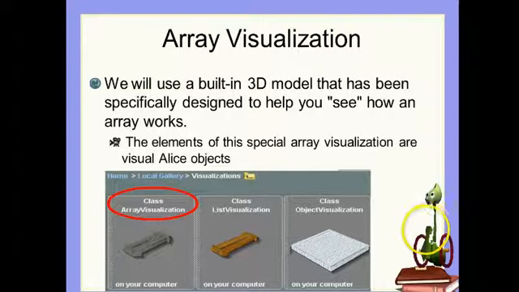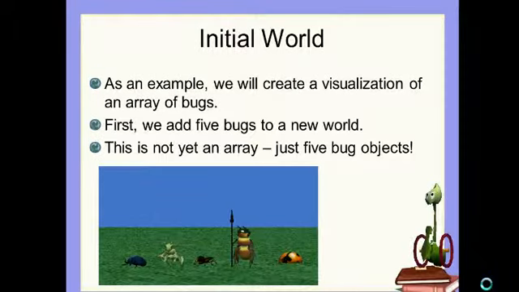But what Alice does is it helps you visualize it. And it does this with lists as well. We just haven't played with that very much. There's a class called visualizations, and specifically array visualizations, and you can pick that to be in your list of objects. So what we're going to do is create a visualization of bugs, because why wouldn't you?